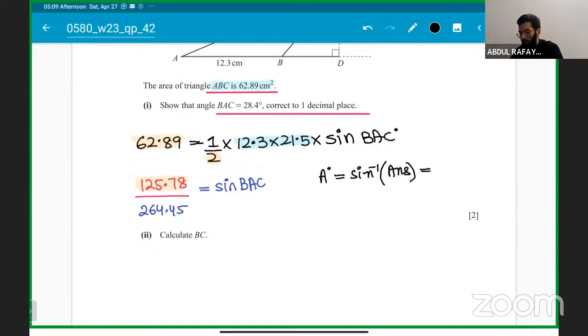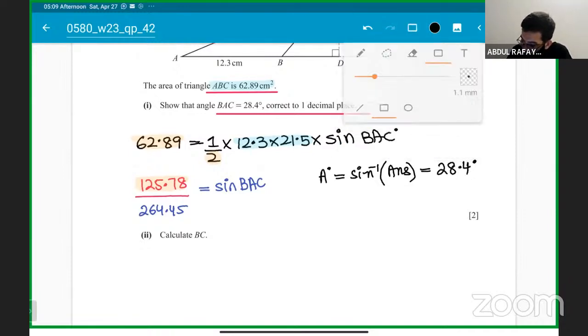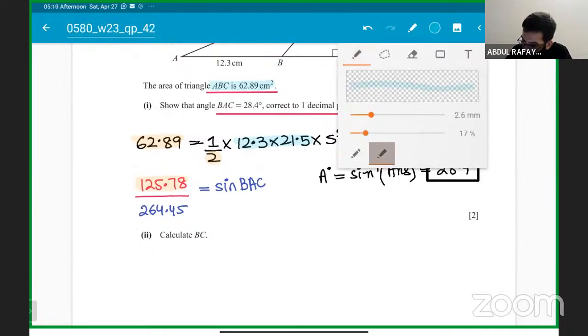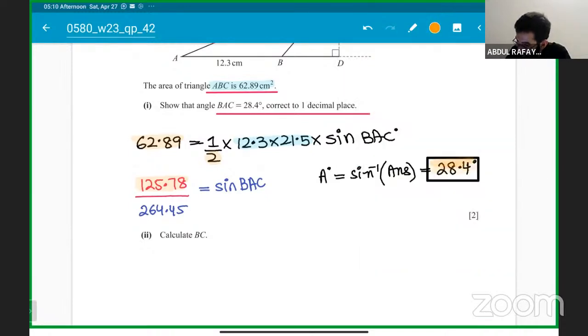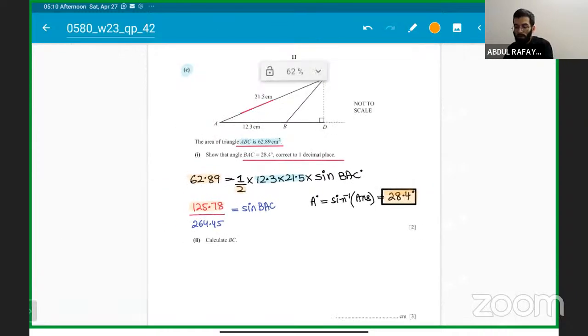Is it matching or not? That we can check now. Sine inverse of 125.78 divided by 264.45. It will be 28.4 degrees, which is correct. Alhamdulillah. Okay, that is proved. It is proved, students, for 2 marks. That is 28.4. So that is what we have done.